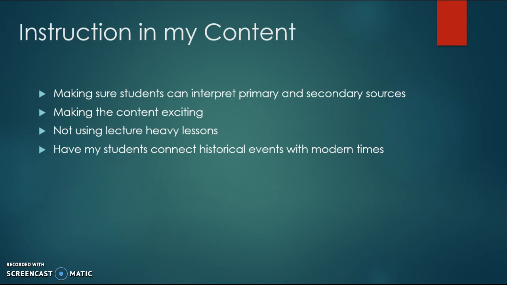A good way to have effective instruction is making sure that students can interpret the primary and secondary sources that we are using in class. This can be either a video or a picture, but just getting them to understand the meaning behind what an author or artist is talking about or writing will help them understand better what they are learning. Making sure that the content is exciting for them as well.